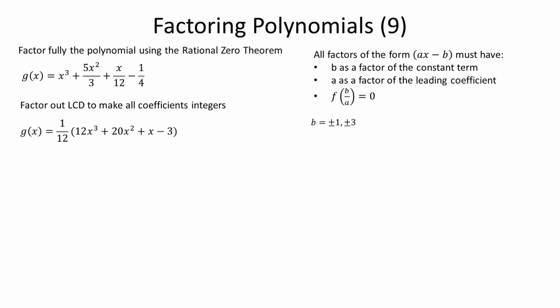If instead our constant term were a positive 3, it could be the product of two negative numbers, negative 1 and negative 3. a can be any of the factors of our leading coefficient 12, so it could be plus or minus 1, plus or minus 2, plus or minus 3, plus or minus 4, plus or minus 6, or plus or minus 12. So, when we list all possible pairs b over a, we get plus or minus 1, plus or minus 3, plus or minus 1 half, plus or minus 3 over 2, plus or minus 1 over 3, plus or minus 1 over 4, plus or minus 3 over 4, plus or minus 1 over 6, and plus or minus 1 over 12.